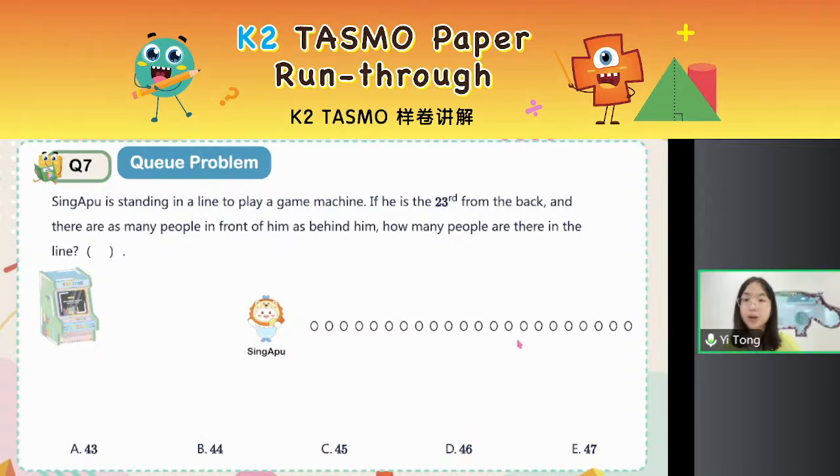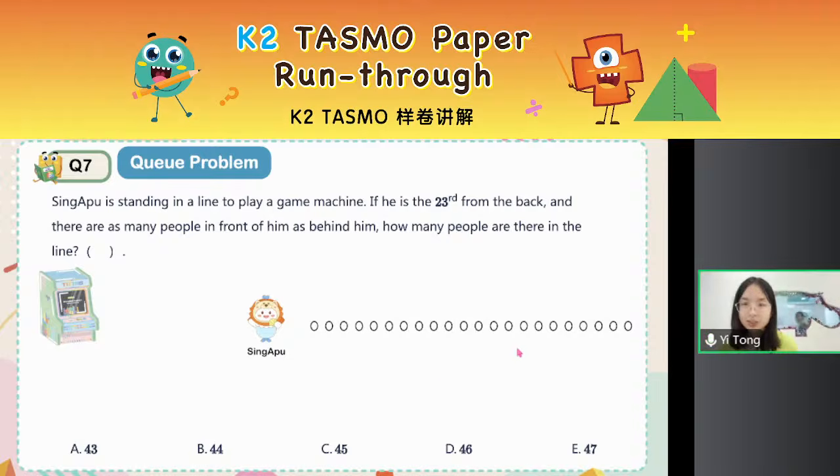We can show some little circles. Remember, we use our circles. And how many are there? Are there 23 or 22? 23rd from the back. That includes Singapore himself because we included Singapore himself. Okay? That means how many are here?